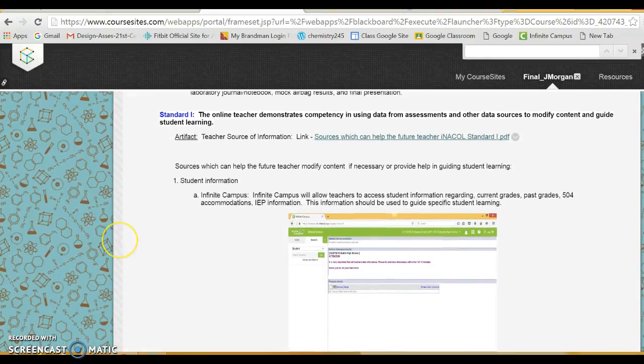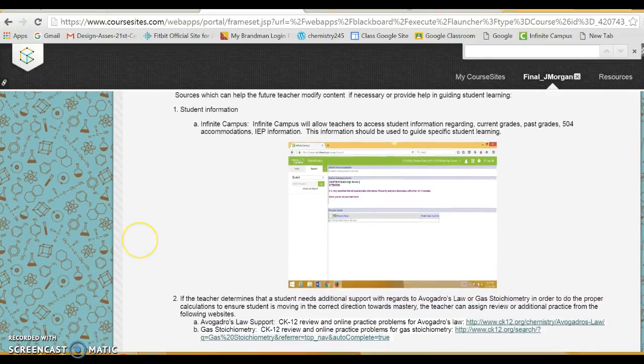Standard I, the online teacher demonstrates competency in using data from assessments and data sources to modify content and guide student learning. Approach this 2 ways. The teacher needs to get information about specific students if they have IEPs, 504s, and so forth, to help guide and modify their learning environment. That to me comes from, at my school, what's called Infinite Campus. This allows the teacher to assess this information, get their current grades, past grades, test scores. All this stuff is based on Infinite Campus. So there's a screenshot here just to show you what our Infinite Campus looks like.